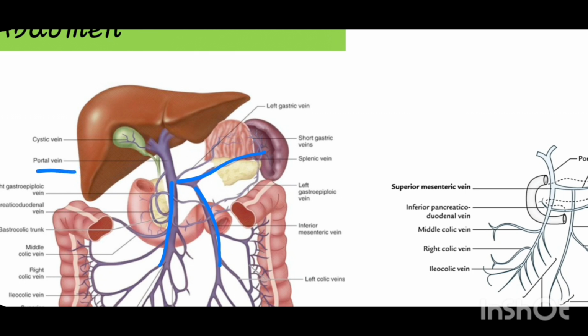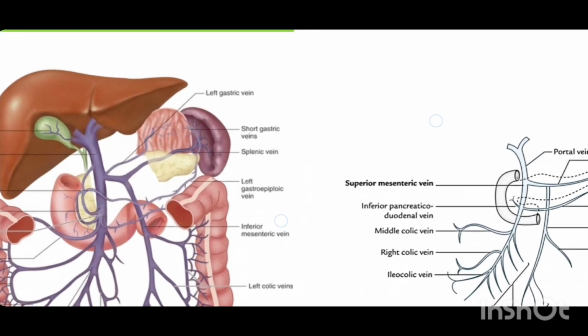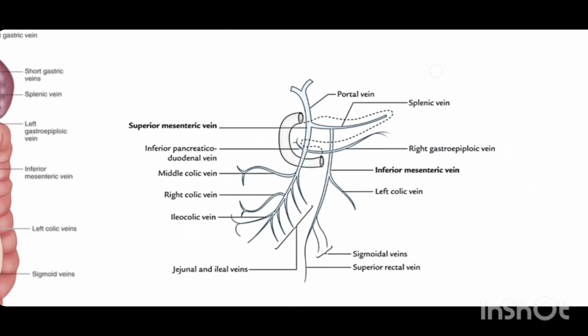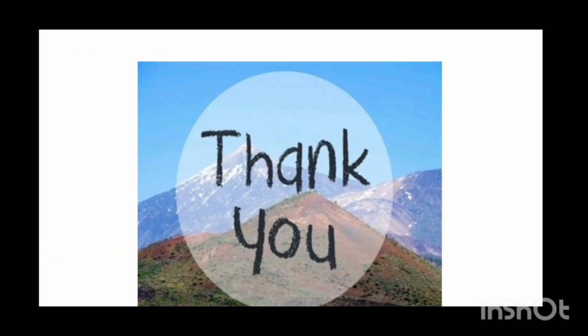So the portal vein is mainly formed by the union of the superior mesenteric vein and splenic vein. This portal vein is related to the liver. 80% of the blood is supplied to the liver by the portal vein. So this is about the venous drainage. Here you can clearly see the formation: portal vein, superior mesenteric vein, inferior mesenteric vein, splenic vein. Okay. So thank you.